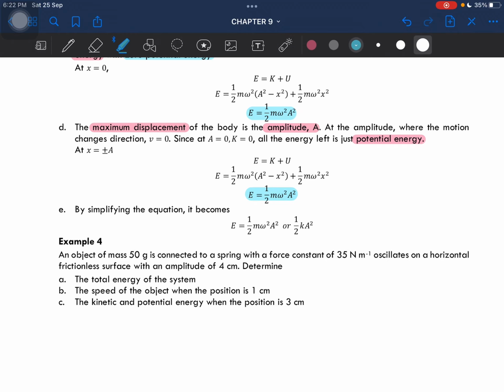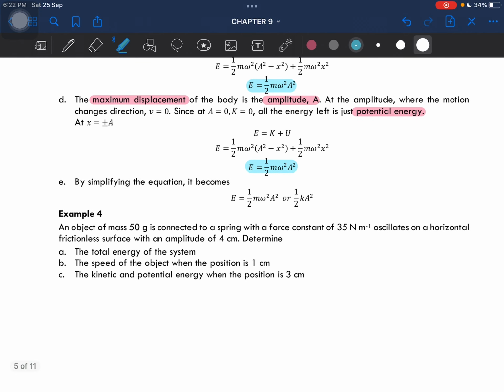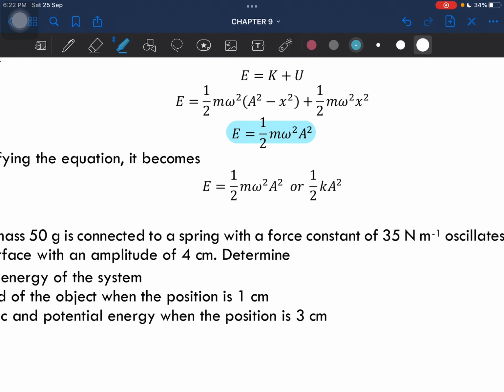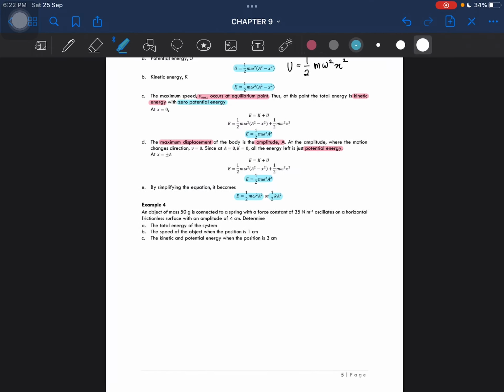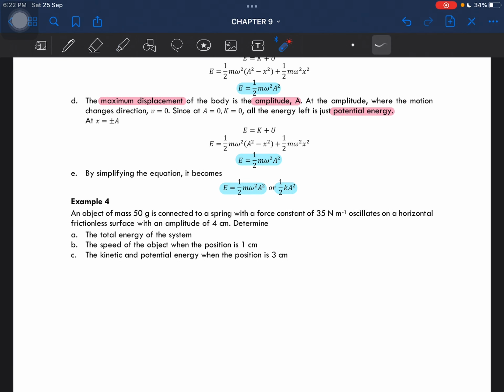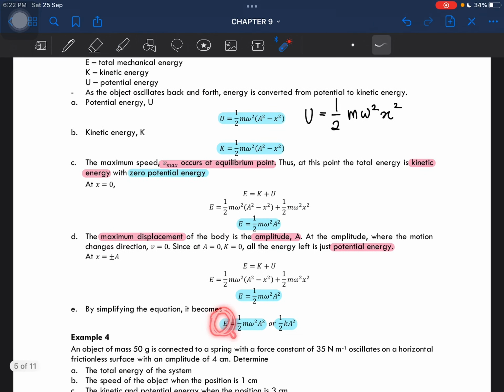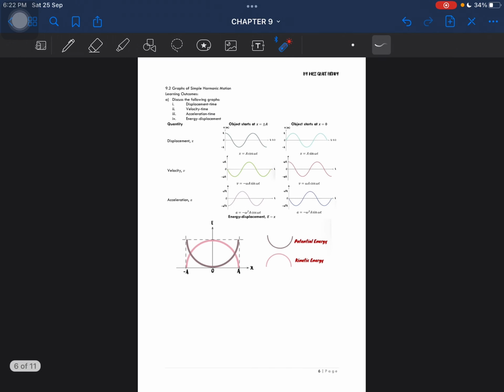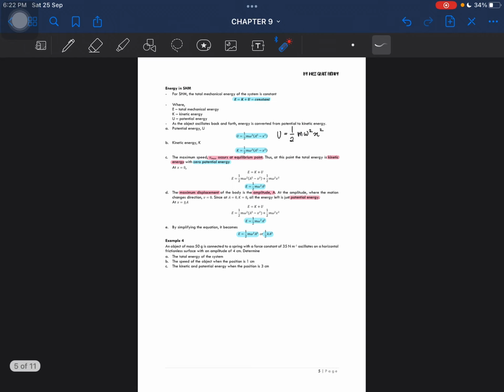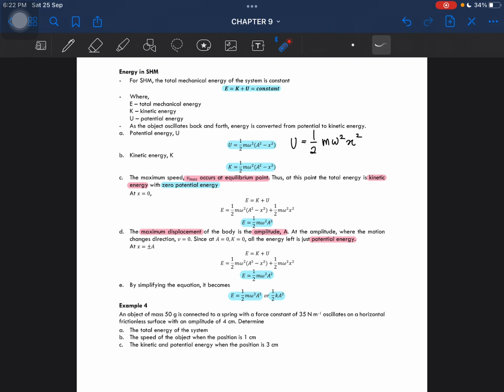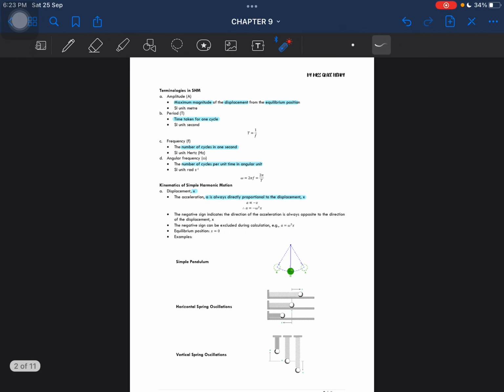By simplifying the equation, it then becomes this one, or this one. You can then use this equation to find the total energy. This is for total energy. Okay, so I think that's basically the theory. This is the theory for subtopic 9.1.